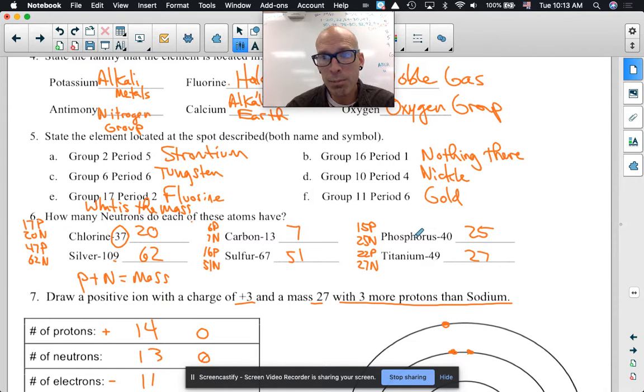And phosphorus 40, phosphorus is number 15 on the table, so that's your proton number. Take that away from your mass, and you're left with 25. You got to have 25 neutrons plus your 15 protons to give you your total mass of 40. And lastly, we have titanium, which if you look on the table, is number 22. So 22 protons. To get a mass of 49, 49 minus your 22 is your 27 neutrons. You got to have 27 neutrons plus 22 protons to have a total mass of 49. So hopefully you got that.